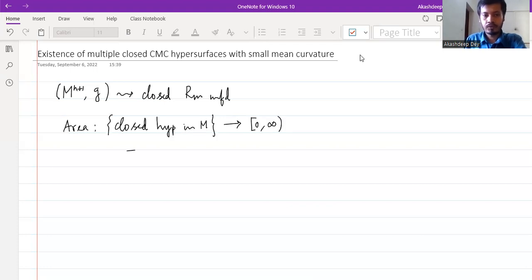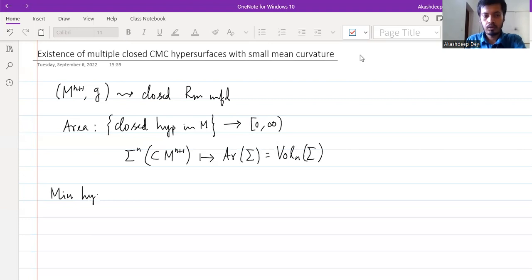So given a hypersurface sigma in M, by area of sigma, we mean the n-volume of sigma. And minimal hypersurfaces are precisely the critical points of the area functional.